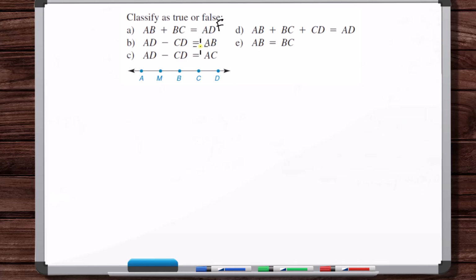AD minus CD is equal to AB. So let's see. AD, and then you take off of that CD. So that's going to be equal to AC, not AB, so that's false. AD, and then take away CD is equal to AC. Yeah, that's true. So you take away the CD and you're left with AC.